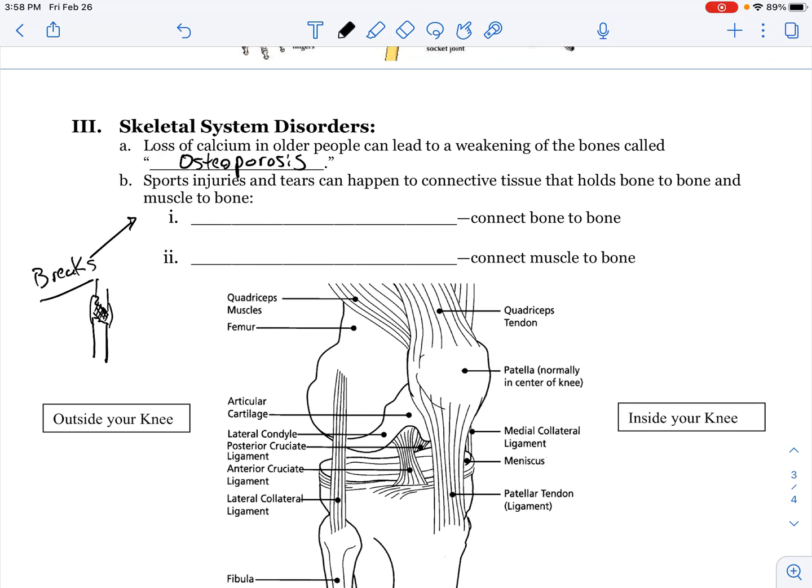But the tears that can happen to connective tissue that hold bone to bone and muscle to bone, those tears can happen to ligaments and tendons. A ligament actually connects bone to bone. So perhaps you've heard of an MCL or an ACL. Those are ligaments. They end in an L, and that kind of helps denote what they do. And a tendon connects muscle to bone.